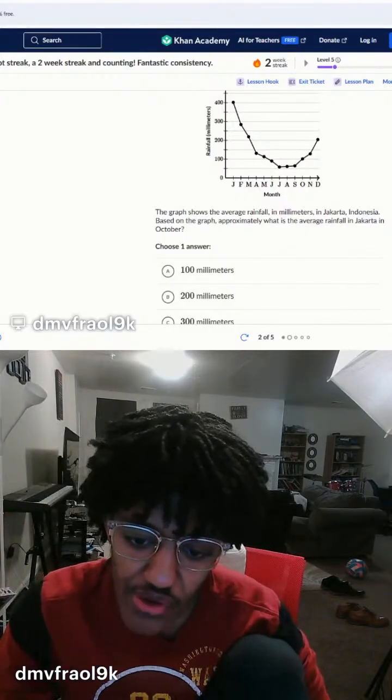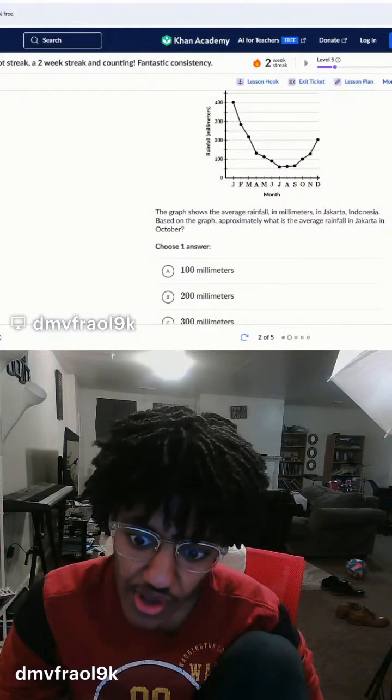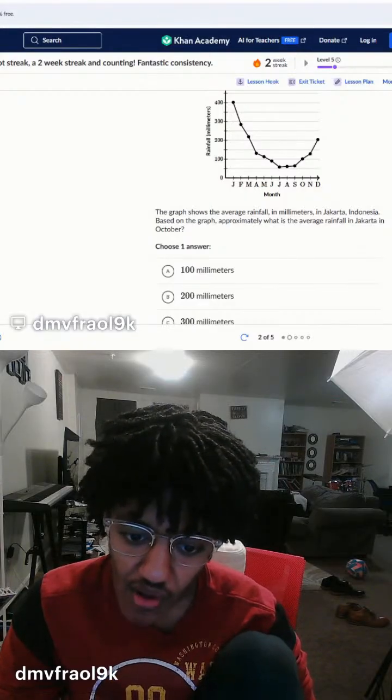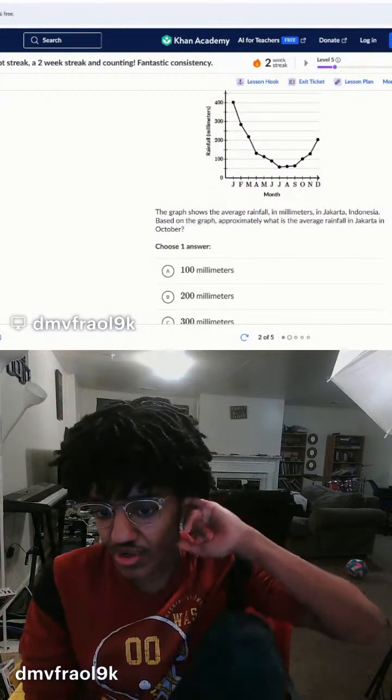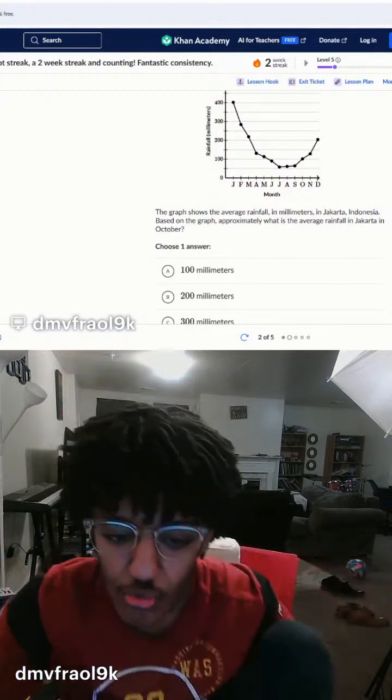The graph shows the average rainfall in millimeters in Jakarta, Indonesia. Based on the graph, approximately what is the average rainfall in Jakarta in October?